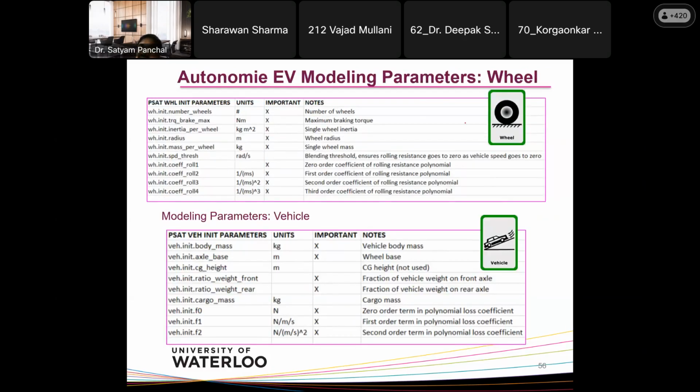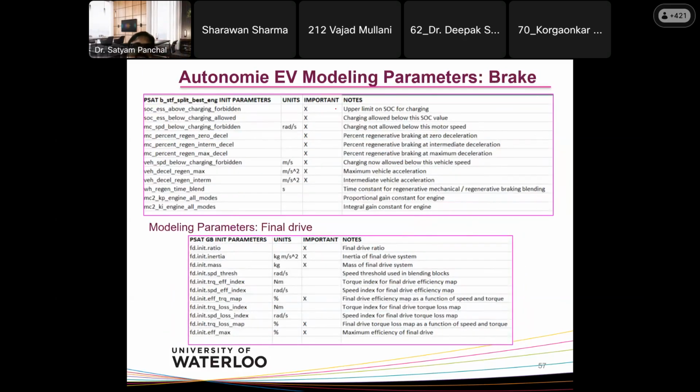In addition to that, we need the wheel parameters, meaning the vehicle type, number of wheels, whether it is 4-wheel, 8-wheel, or like that. Then the maximum braking torque, wheel radius, single wheel mass, the zero-order coefficient, rolling resistance, then the first-order, second-order, and third-order polynomial parts. When it comes to the vehicle, we need the vehicle mass, vehicle base, CG height, the fraction of weight on the front axle and rear axle, cargo mass, zero order, first order, second order, and we typically consider 5 passengers. So for vehicle mass, with 5 passengers, we typically take an average of 80 kg per person.